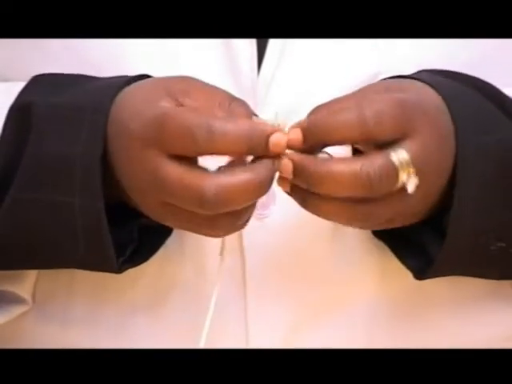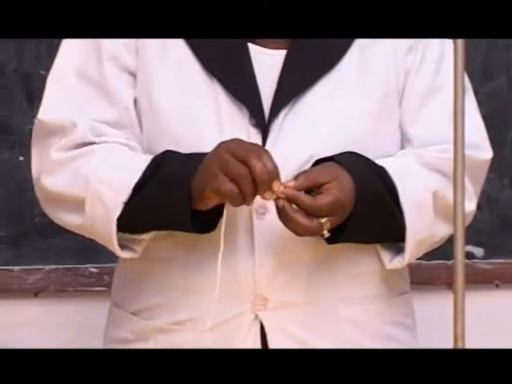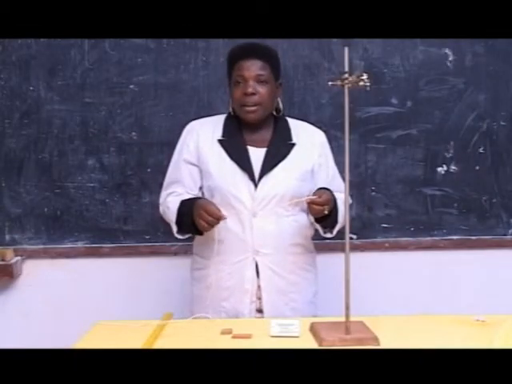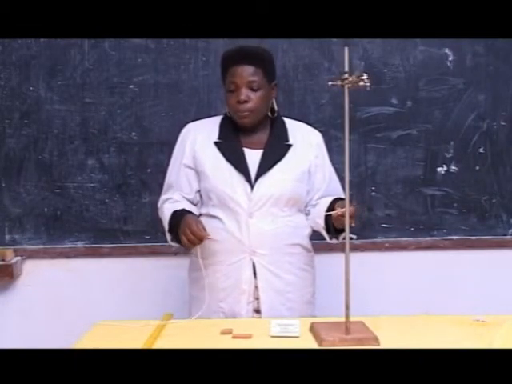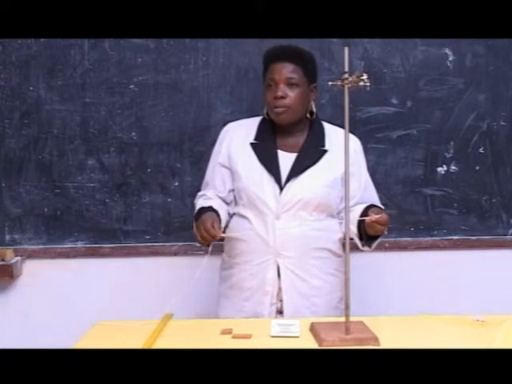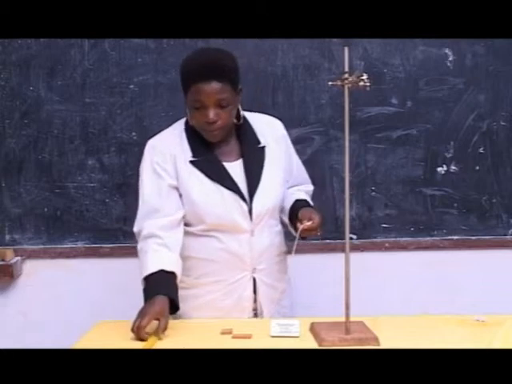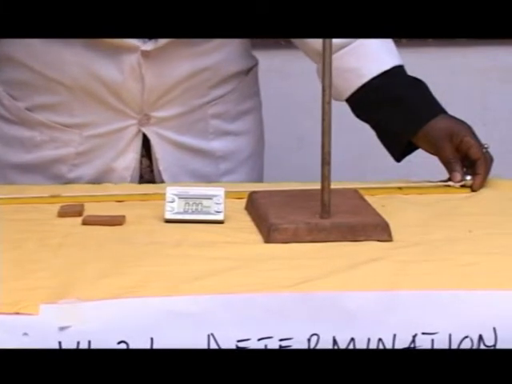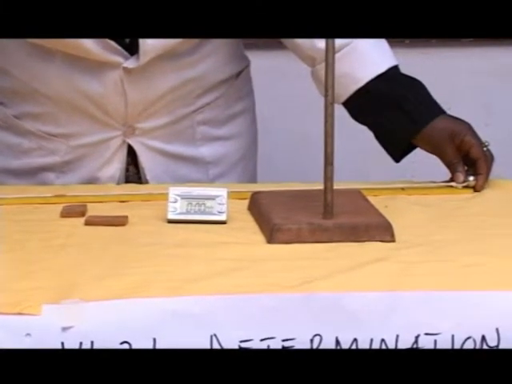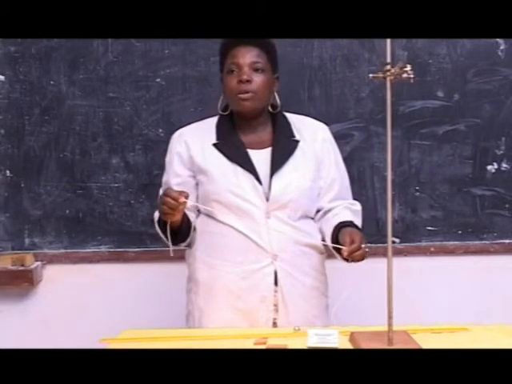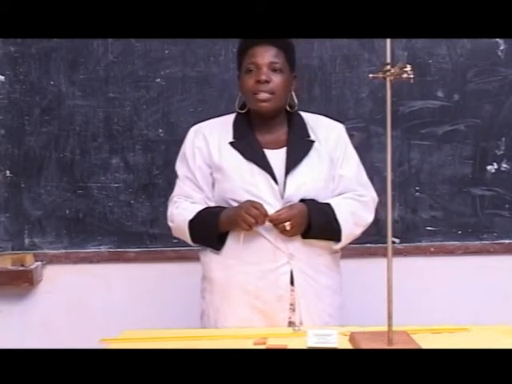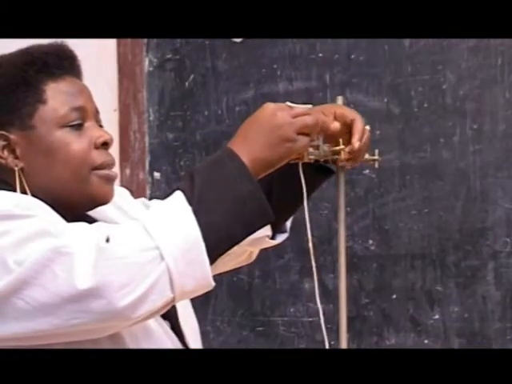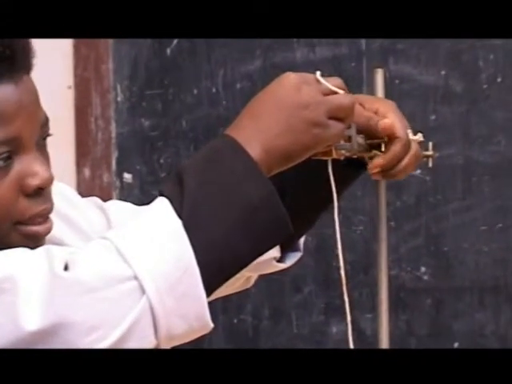Tie a pendulum bob on a thread. Measure the length of the pendulum. Make sure it is approximately 100 centimeters. Hang the pendulum bob on a retort stand so that the length is approximately 100 centimeters. Use wooden pads so as to hang it well.